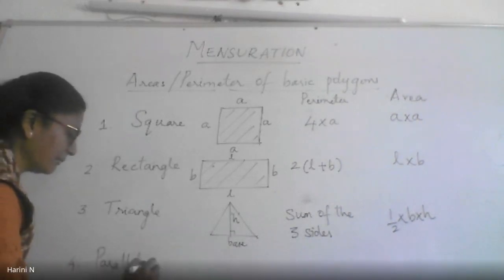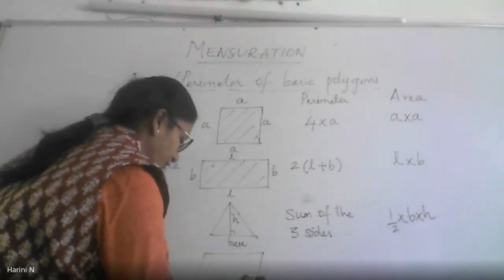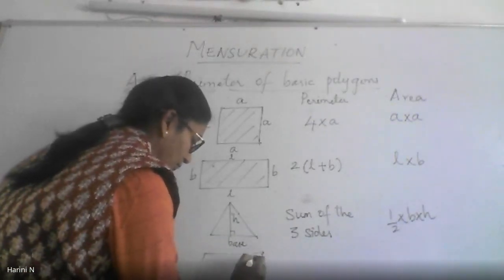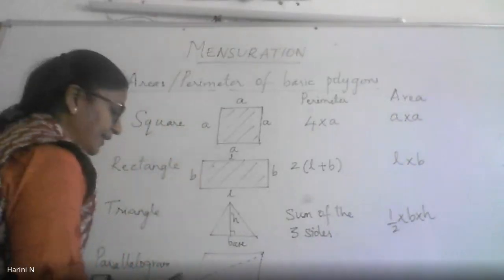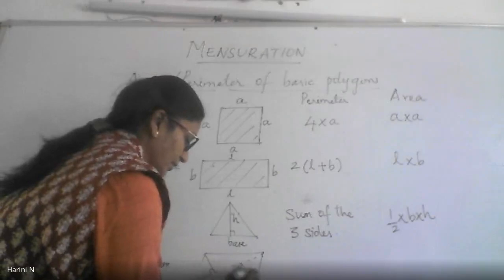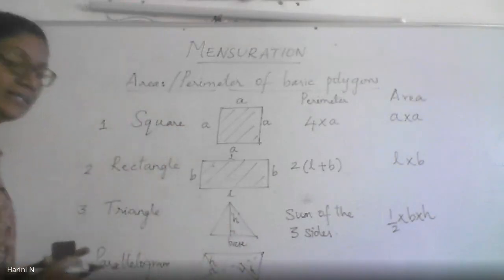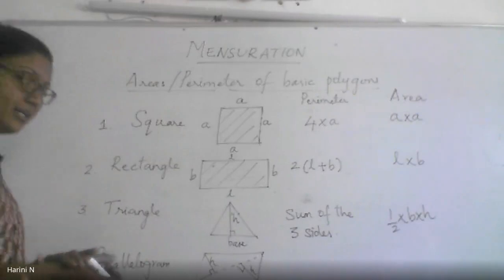Now the parallelogram is easier for us to recall because when we draw the diagonal of a parallelogram, we know we are dividing it into two triangles. So you will have one height here and the other one here. If this is the height, the diagonal itself will become the base of the triangle.